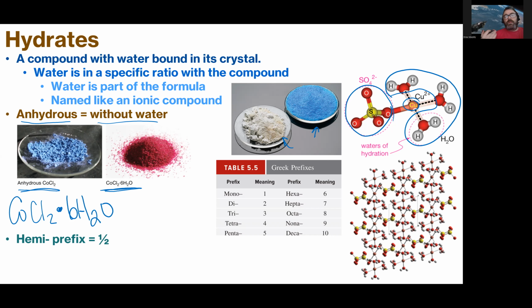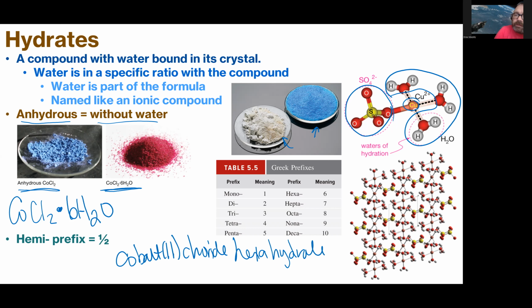Okay. When we name this, we're going to use the name the same way we had before, cobalt 2 chloride. And then we're going to say hydrate, and we're going to put a prefix on it to tell us how many waters are there. These are the same prefixes we saw when we named molecular stuff, right? So we have 6 waters there. So this is hexahydrate. I know my handwriting is garbage, but this is 3 words: cobalt 2 chloride hexahydrate.